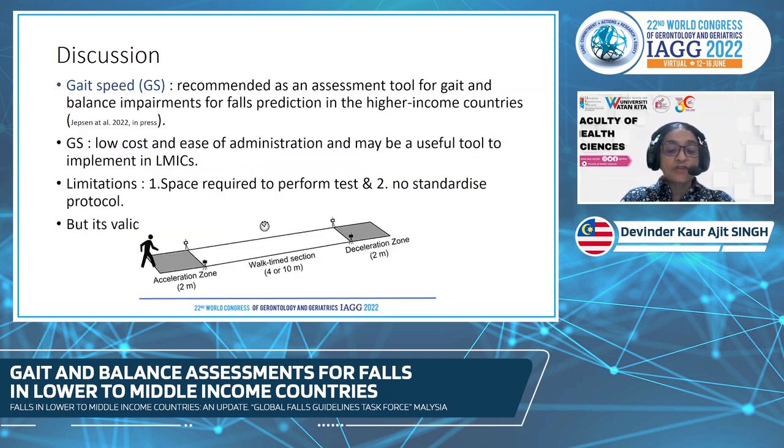Recently, gait speed was recommended as an assessment tool for gait and balance impairments for falls prediction in the higher income countries. Given its low cost and ease of administration, it may be a useful tool to implement in low to middle income countries. However, the limitation of performing gait speed is space. Space is required to perform this test, and in many lower to middle income countries, this is not feasible or possible when conducted at community centers.